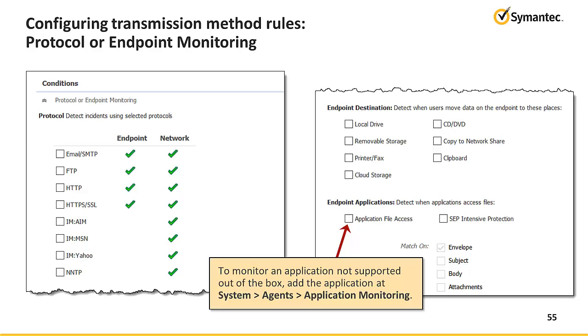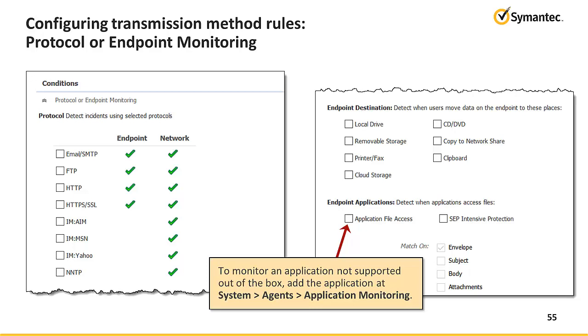Also for endpoint prevent, you can, one, monitor and block endpoint destinations, such as local drives, CD/DVD drives, removable storage, like USB drives, network shares, printers and fax machines, clipboard, and cloud storage. Secondly, monitor applications on the endpoint. By default, Symantec DLP monitors applications such as Apple iTunes, Microsoft Outlook, and Mozilla Firefox. You can add applications to monitor by going to System, Agents, Global Application Monitoring in the Enforce Administration console.